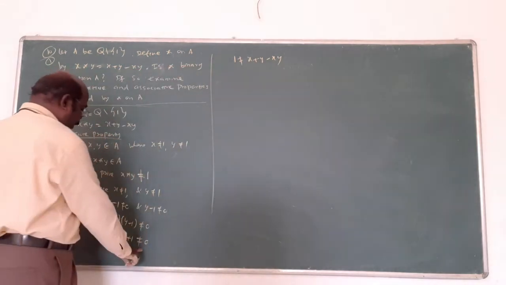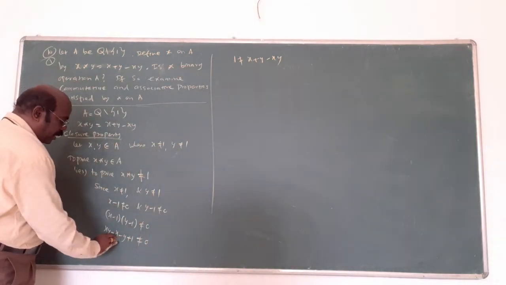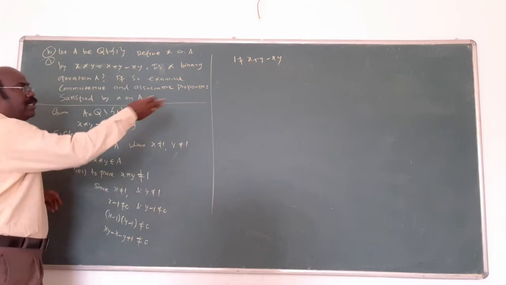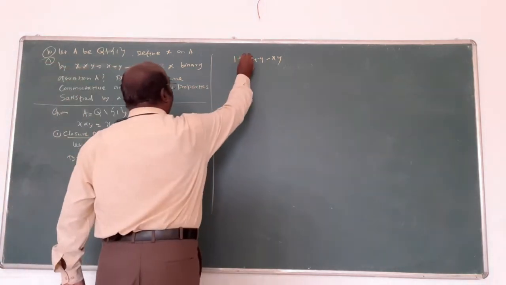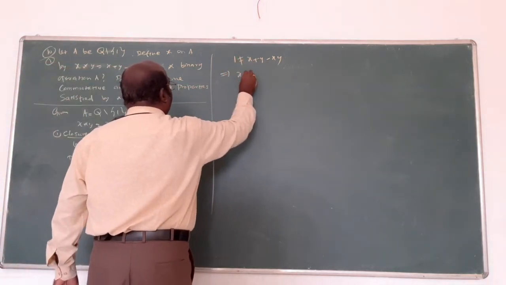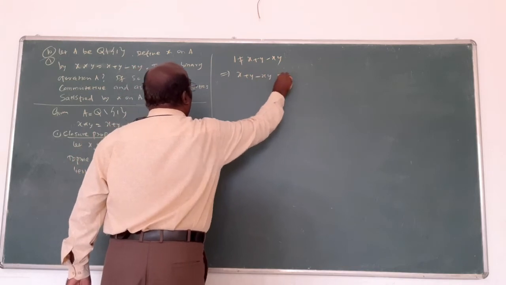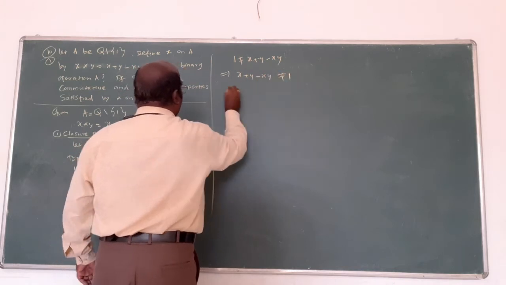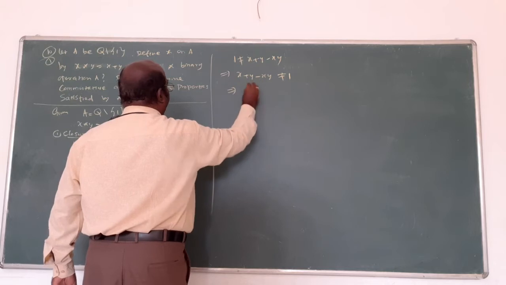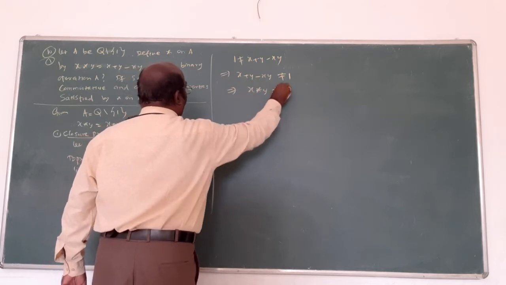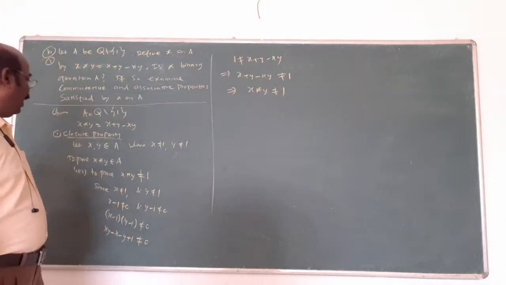Not equal to 0, is there? One key remaining side. The remaining three terms come to the right side. That is also not equal to this one, which implies x plus y minus xy not equal to 1. This is actually the definition of x star y not equal to 1. Am I correct?